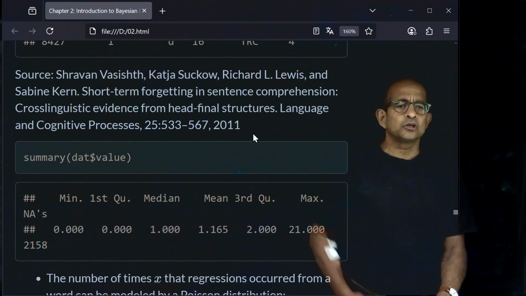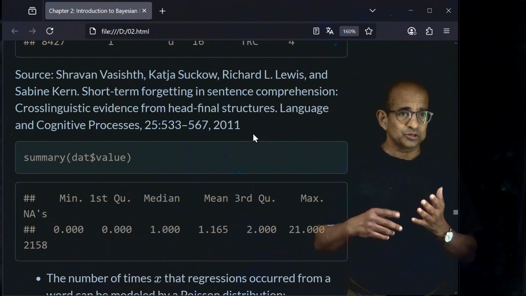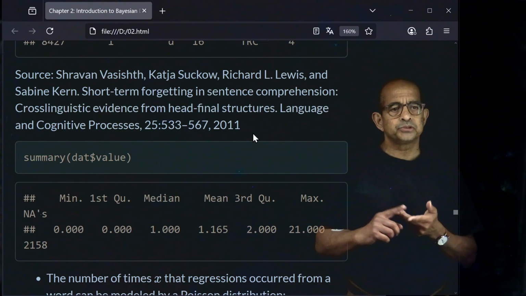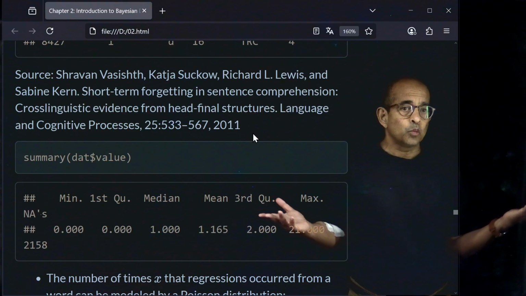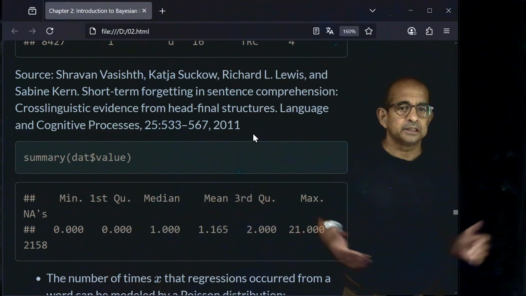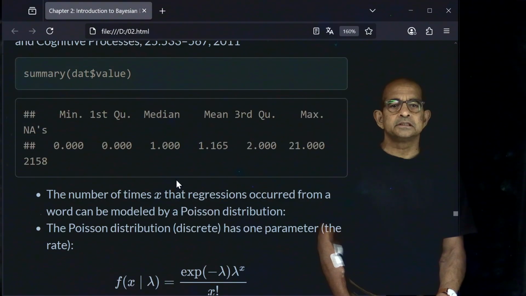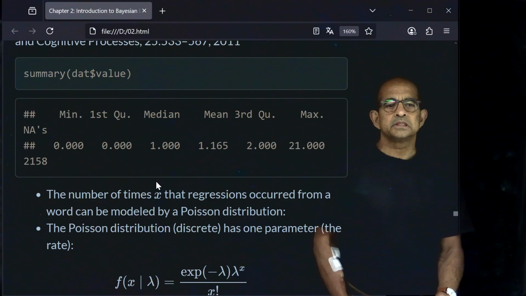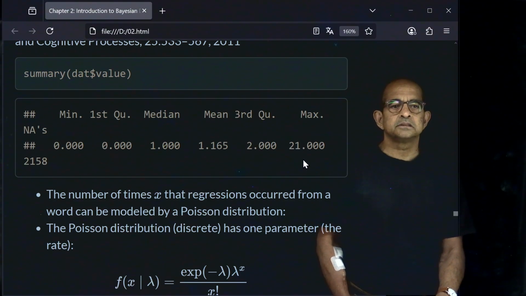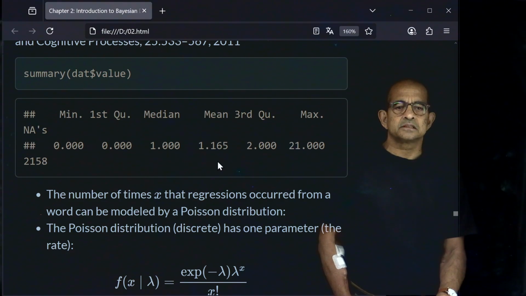Now, because these data are discrete, you can have 0 regressions, 1, 2, 3, and 4. You cannot have 1.5 regressions at a particular word. So this is discrete data, and we can summarize the data that we have in this data frame. We have 0 as the minimum value, and the maximum value is 21. That's a large number of regressions. And there's a certain distribution.